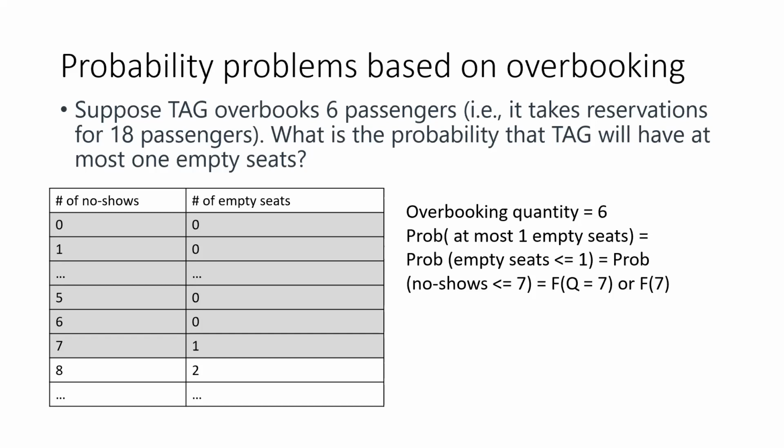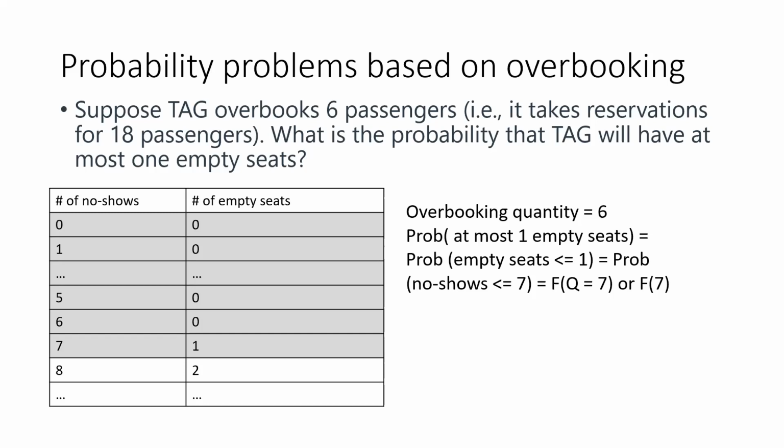And then we have 5 no-shows. That's still 0 empty seats because we overbooked 6. And if we have 6 no-shows, we still have 0 empty seats. We have 7 no-shows, we have 1 empty seat, and 8 no-shows, we have 2 empty seats.